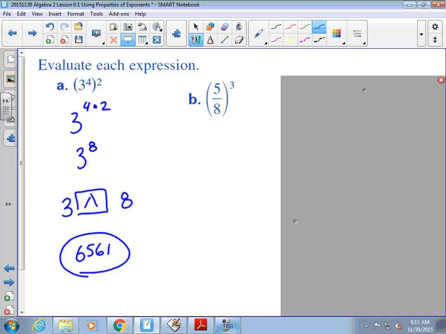What about 5 over 8 to the 3rd power? Simplify this one. Again, use the same properties that we just used. Don't do 5 over 8 times 5 over 8 times 5 over 8. Use the properties we just did. Take about 30 seconds.